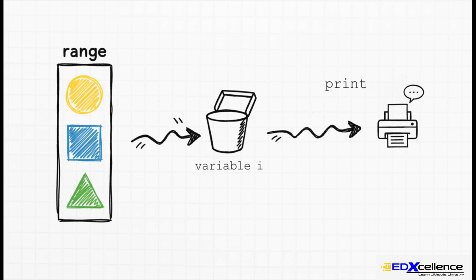And the syntax for this is just beautifully simple. We use the range function to create our little sequence of items. Then the for loop takes each of those items one by one and assigns it to a variable. Here, we're just calling it i. Then it does something with it, like printing it to the screen.